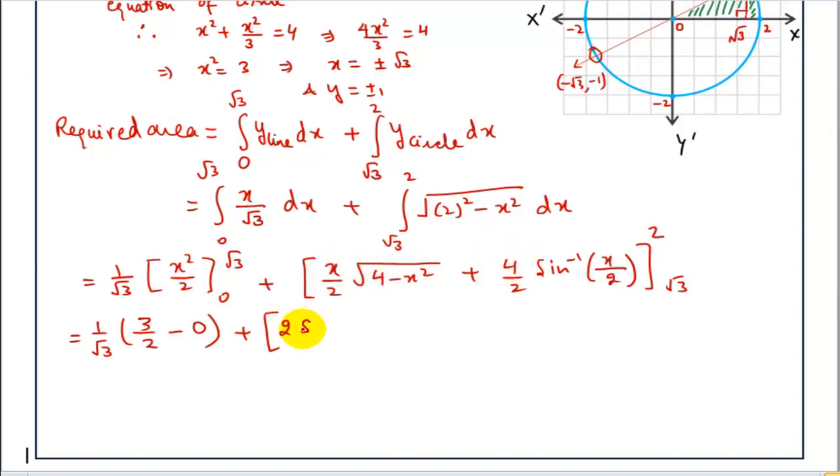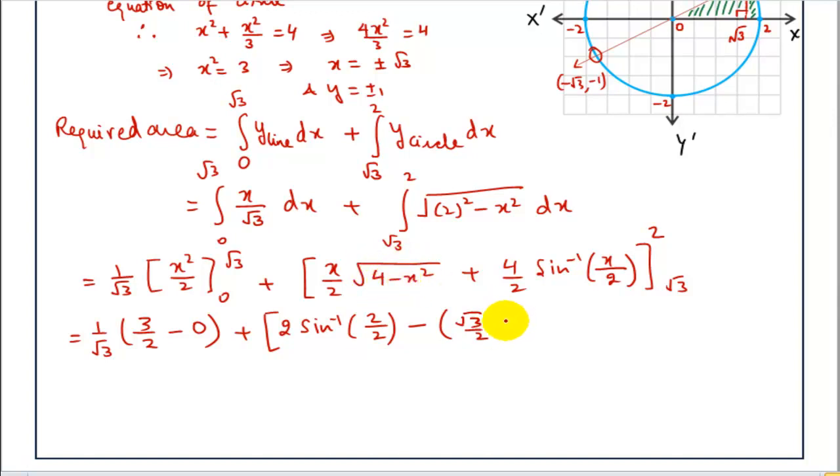4 by 2 is 2. Then we get sine inverse and x is getting replaced by 2. So this ratio becomes 2 by 2. Then minus, we will apply the lower limit now. That is, we are replacing x by root 3. So this will become root 3 by 2, and under the square root, 4 minus square of root 3, which is 3. So 4 minus 3 comes out to be 1, and square root of 1 will be 1 only.